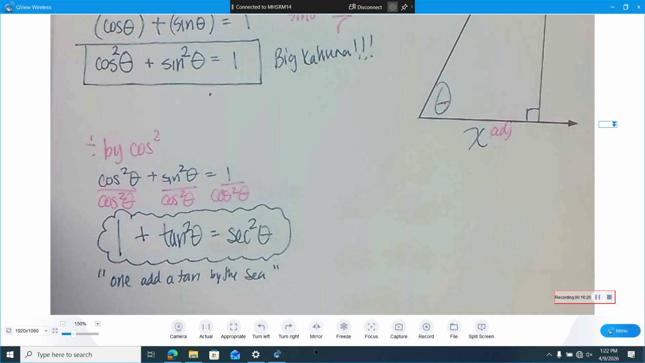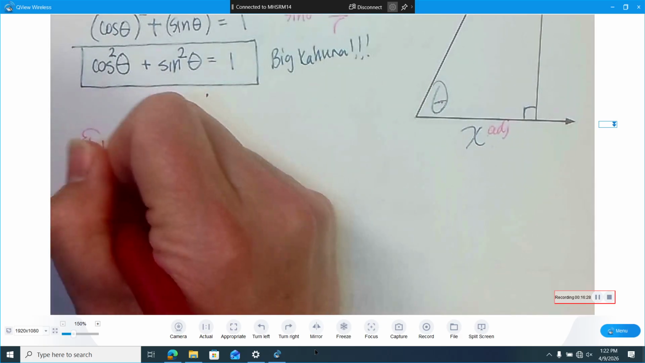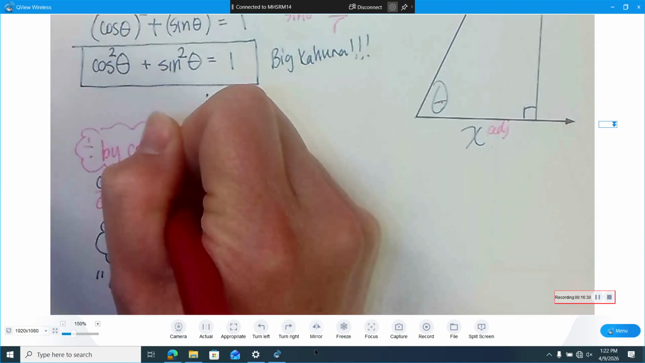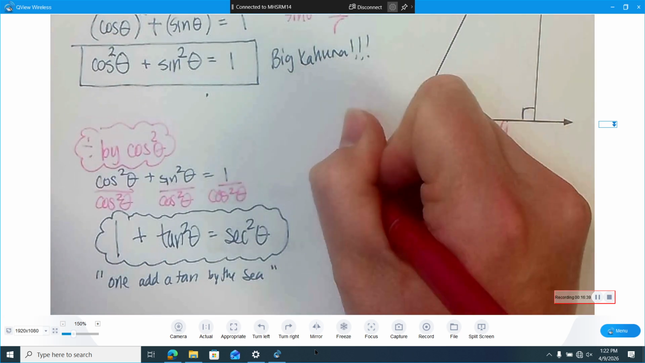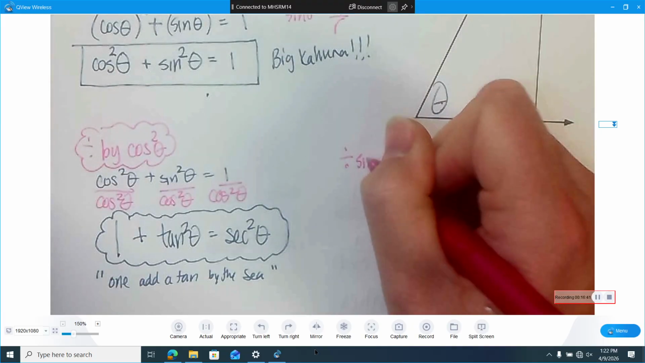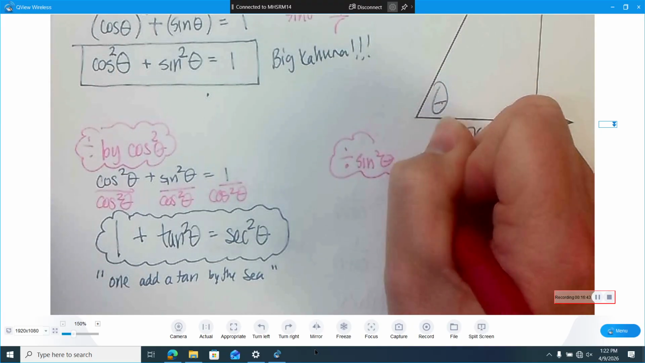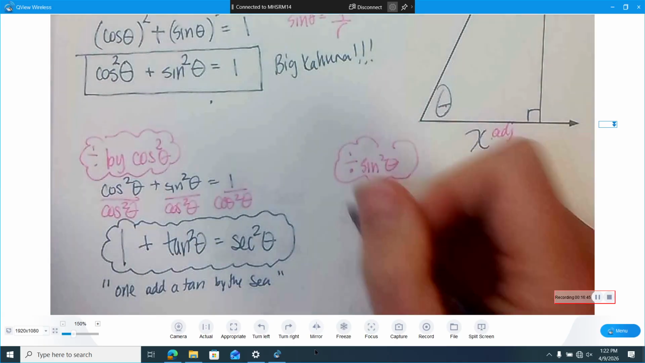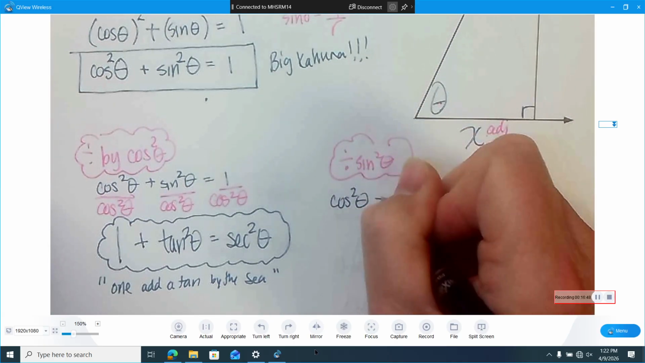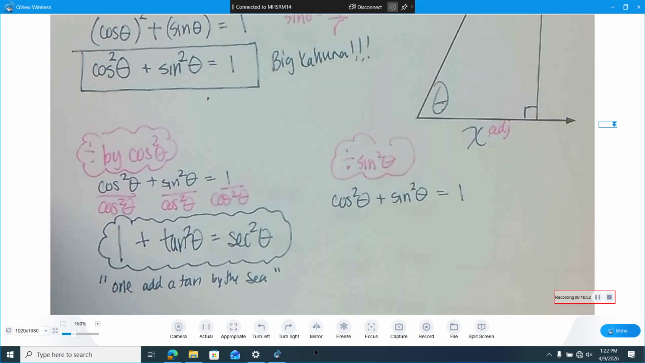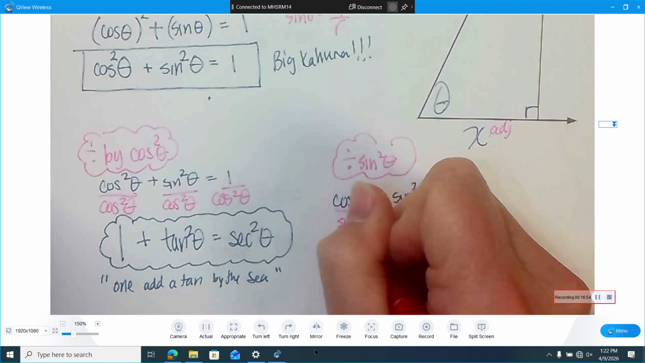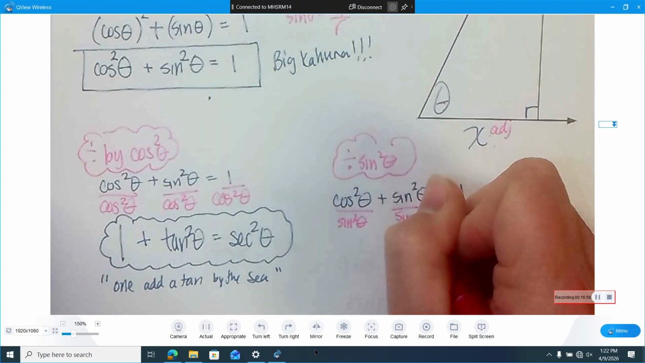Okay, so if I take the big kahuna and divide through by cosine squared, then I get 1 adds a tan by the sea, tan squared, okay? What do you suppose I'm going to do to get another one? Divide by sine squared, okay? So again, I'm going to take the big kahuna, cosine squared theta plus sine squared theta equals 1, and I'm going to divide everything by sine squared theta.